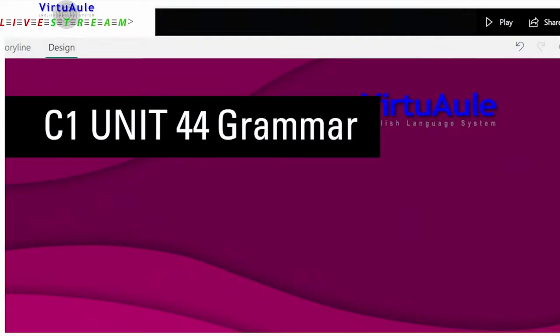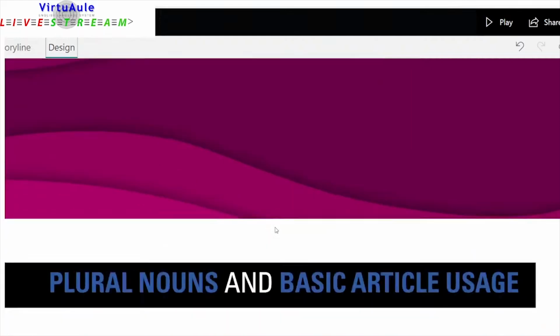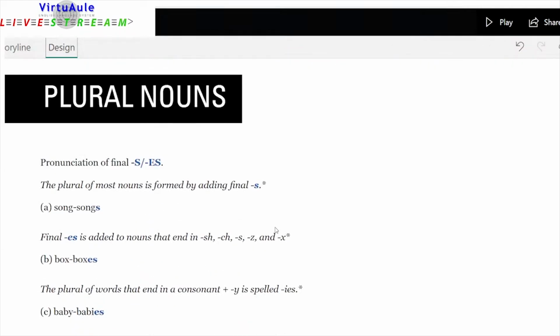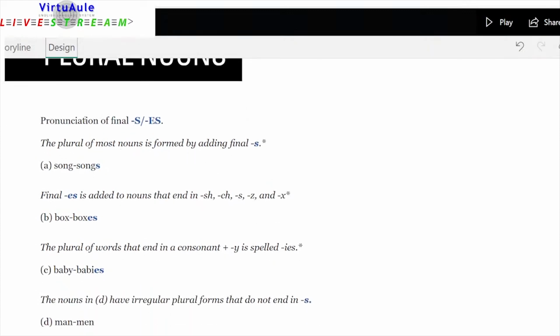C1 Unit 44 Grammar. Here we have the first item, plural nouns and basic article usage. What are plural nouns? We can talk about the pronunciation of the S and the ES. The plural of most nouns is formed by adding a final S.